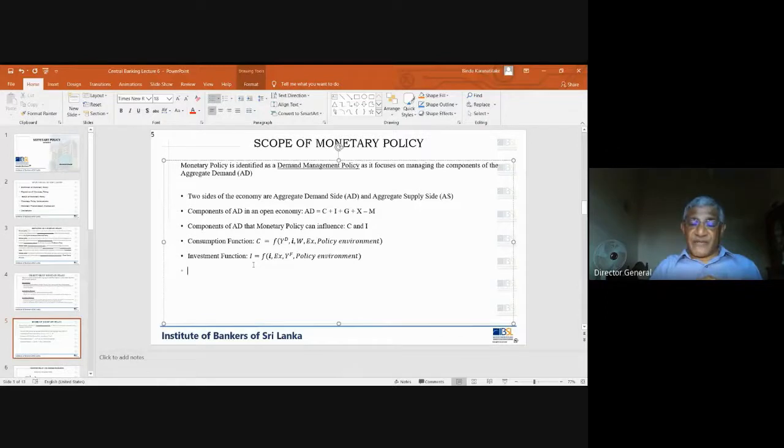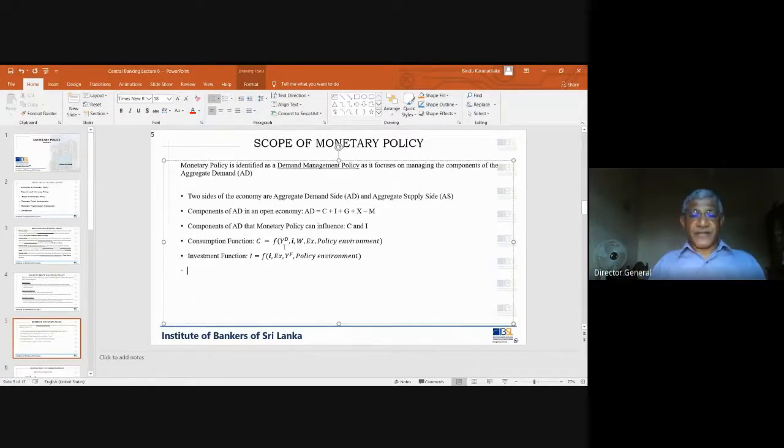Because there are some variables you cannot influence. Policy environment is something real, because usually politicians are identified as lawmakers, because they are the people who make economic plans. Of course, there are many people who advise them. Finally, they have to take decisions in the parliament. So the policy environment depends on what the politicians think, how they are influenced, what their plans are. So policy environment is not controllable by the central bank. It is coming from outside.